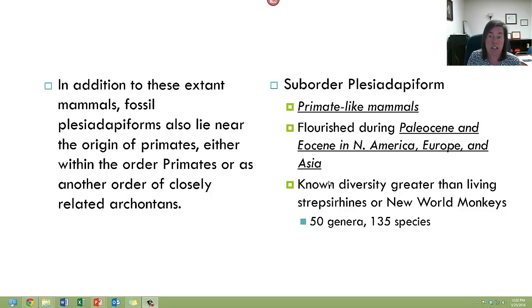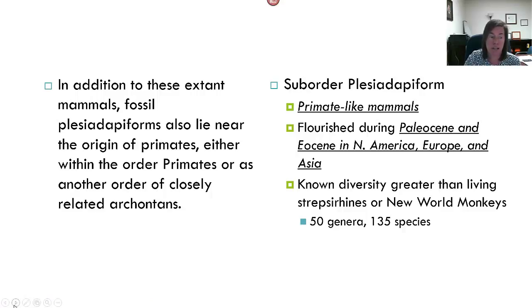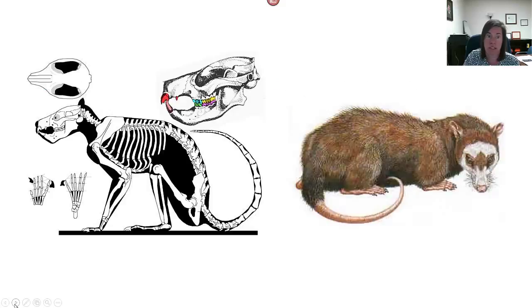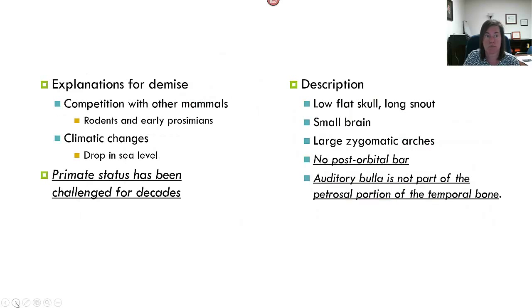There are over 50 genera, over 135 species. The primate status of these plesiadapiforms, though, has been questioned for decades, and it's very unclear whether plesiadapiforms are in fact primitive primates or just closely related to the primates. So these are some examples of what some of these earliest plesiadapiforms are believed to have looked like.